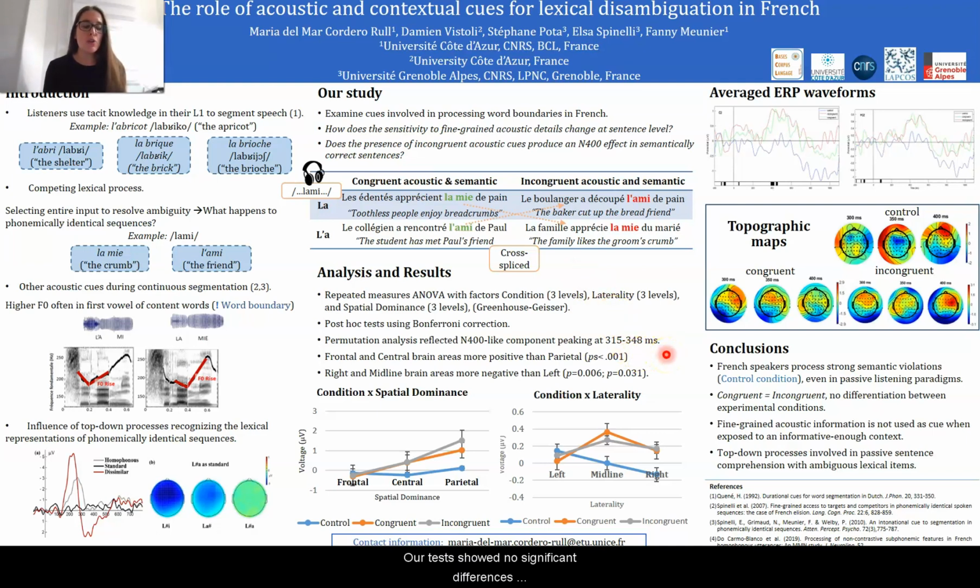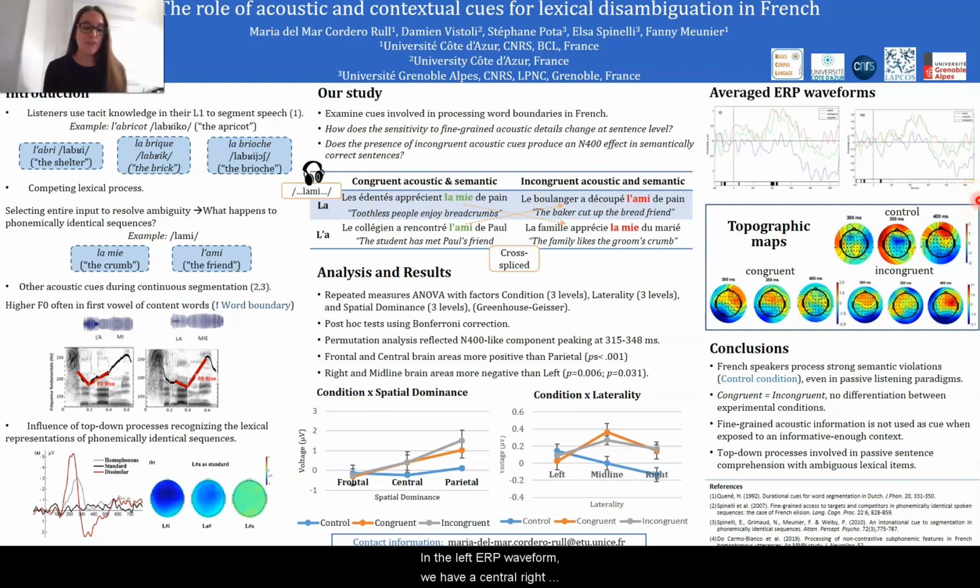Our tests showed no significant differences between our experimental conditions, but control was statistically different from both congruent and incongruent sentences. The topographical distribution showed that frontal and central brain areas were more positive than parietal, and right and midline were more negative than left brain areas. Our topographic maps and the ERP averages confirm this.